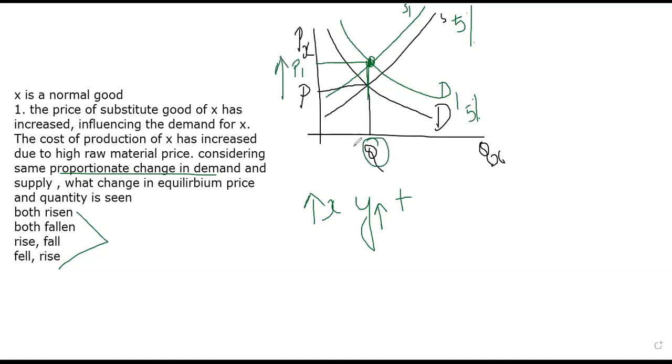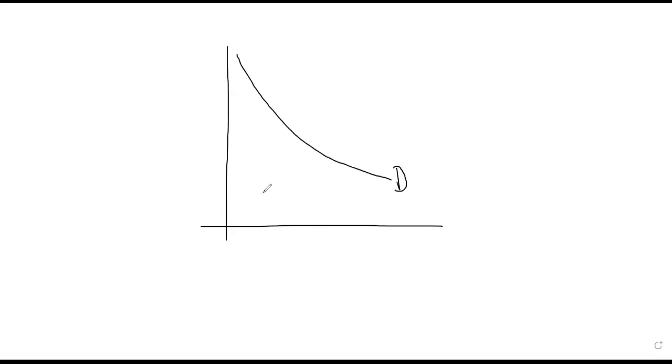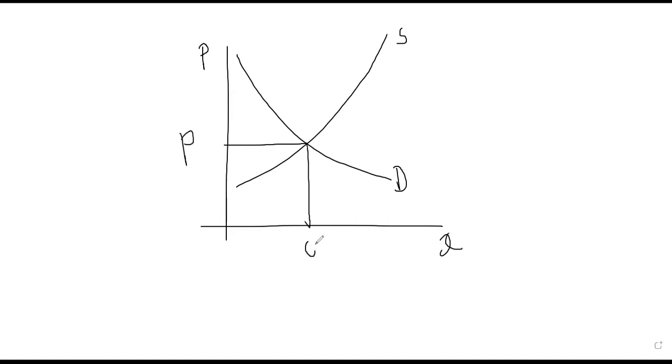Ma'am, can you explain the same relations for complementary goods? Yeah, sure. Can I erase the board? Okay. You have the demand curve and the supply curve. We are taking good X, quantity of X and price of X. Initially, they are intersecting at P and Q.